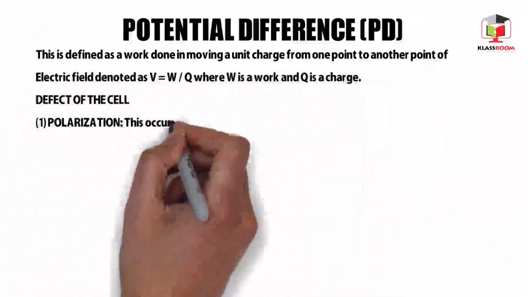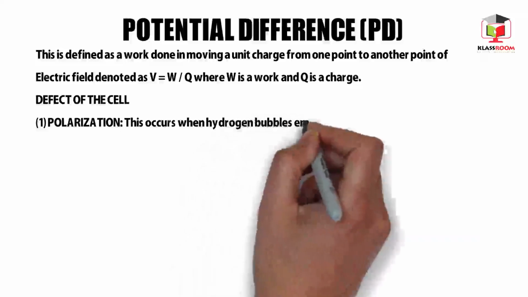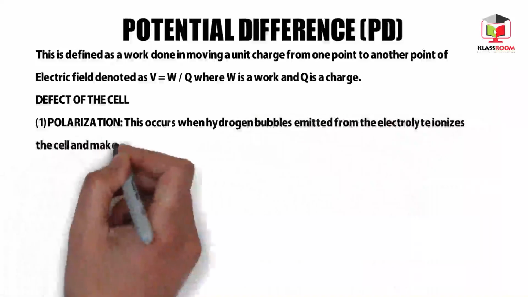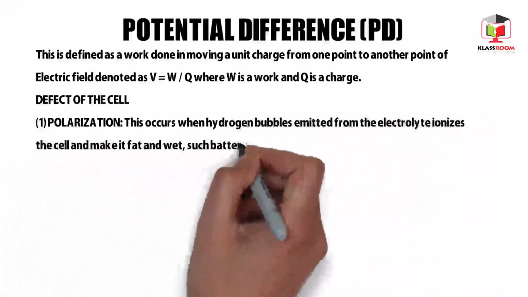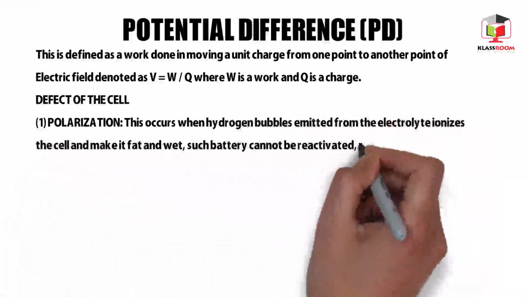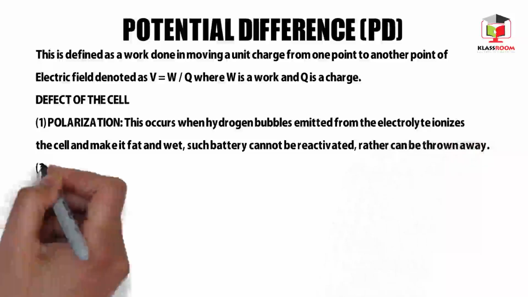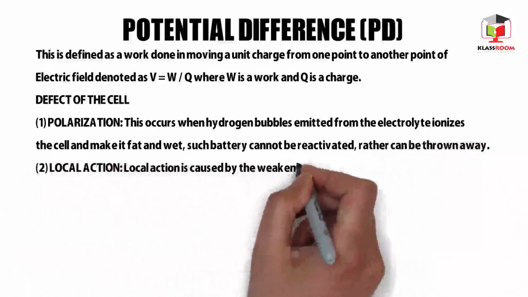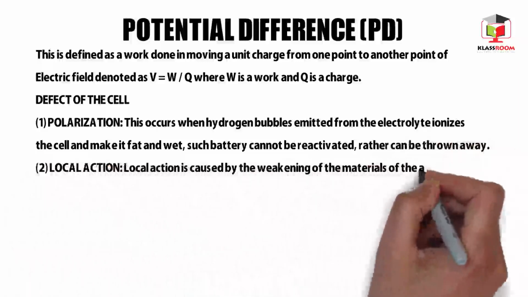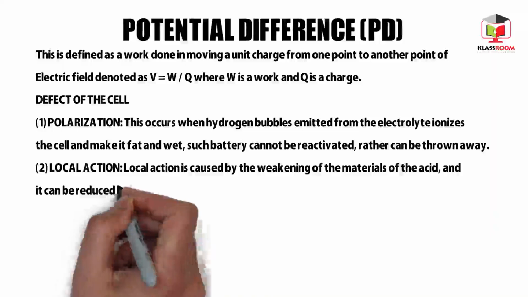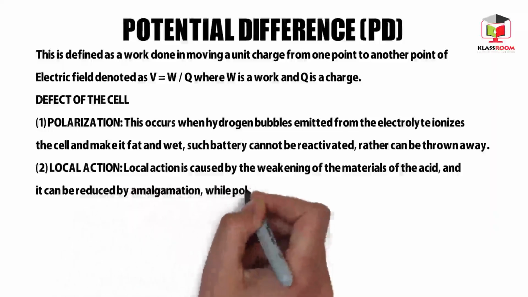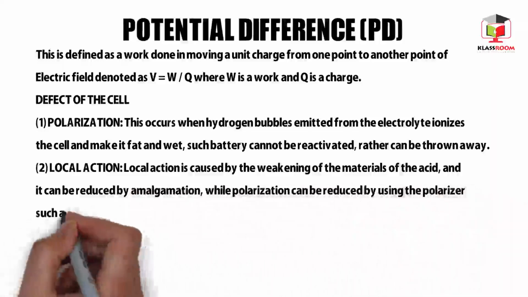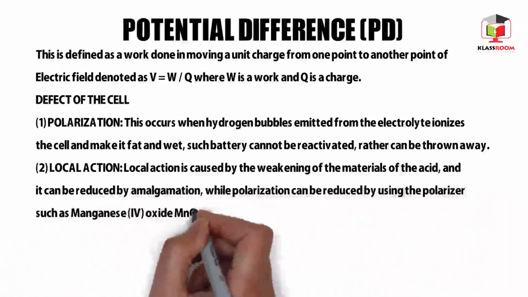Number 1, polarization. This occurs when hydrogen bubbles emitted from the electrolyte ionize the cell and make it fat and wet. Such a battery cannot be reactivated, rather it can be thrown away. Local action. Local action is caused by the weakening of the materials of the acid, and it can be reduced by amalgamation, while polarization can be reduced by using a depolarizer such as manganese(IV) oxide, MnO2.